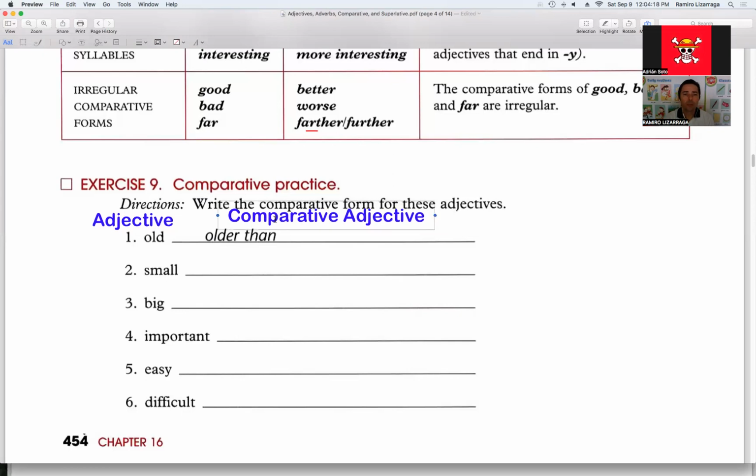Entonces, de este lado, la respuesta va a ser el adjetivo comparativo, ¿no? Pero también hay que agregar el than. Vean aquí, vamos a tener que estar agregando el than. Va a ser old, older than, small, smaller than, ¿no? Hay que estar agregando todo eso. Aquí va a ser older than. Sí, hay que agregar la palabra, por favor, than, ¿no? Bigger than. Y así practicar un poquito.